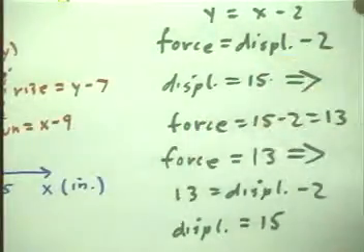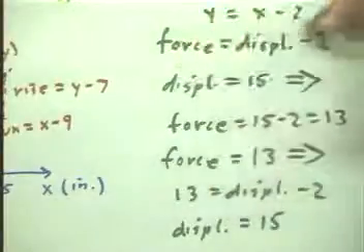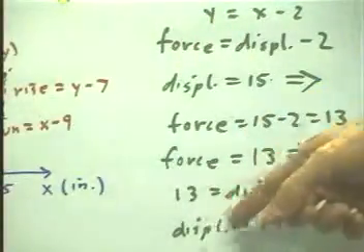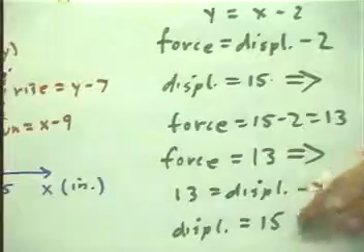Similarly, if the force is 13, that implies by the equation that 13 is the displacement minus 2, and we get, coincidentally, a displacement of 15.